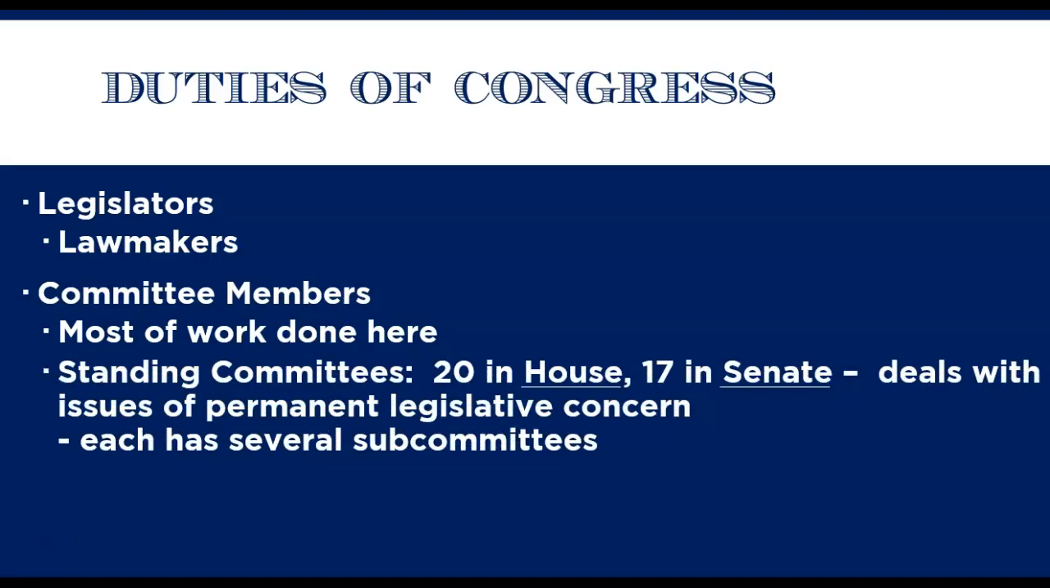First committee we're going to talk about is the standing committee. There are 20 in the House and 17 in the Senate, and these deal with issues that are permanent, as far as permanent legislative concerns. These are things that are always there, the things we're always going to talk about. Budget committees, environmental committees, education committees. They're things that are always going to have something that they need to hash out, so they're always a permanent part of the legislative committee as a whole. And like I said, each has several subcommittees below them.